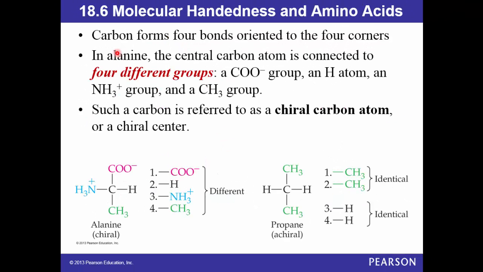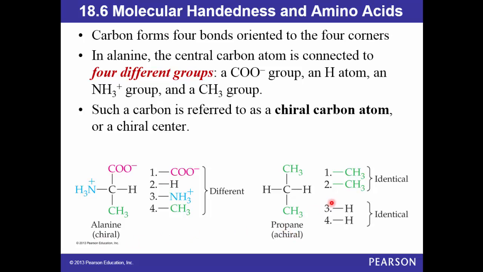Now, carbon forms 4 bonds oriented to the 4 corners. In alanine, the central carbon atom is connected to 4 different groups: a carboxylate group, an H atom, an alpha amino group, and a CH3 group. Such a carbon is referred to as a chiral carbon atom or chiral center. Then we have, as you can see, 4 different groups here. So alanine is chiral.